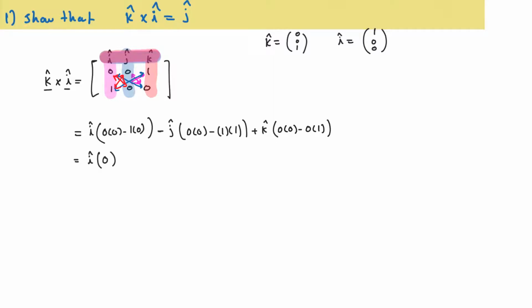So the i component is already completed. For the j component, I have 0 minus 1. And for k, I have 0 minus 0, which is 0. This term goes away, this term goes away, so I will have negative j multiplied by negative 1, which is positive unit vector j as my final answer.